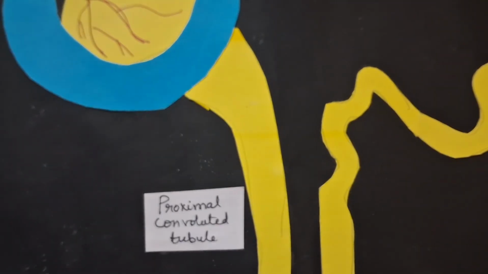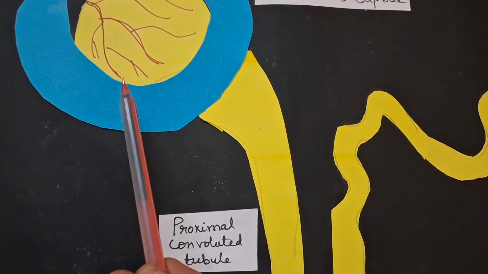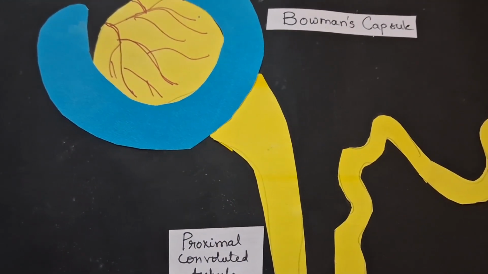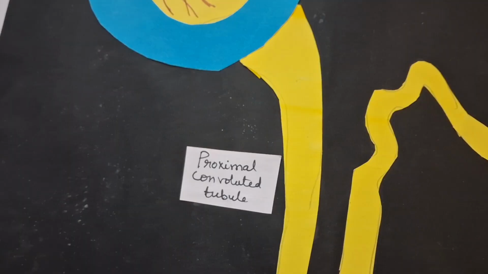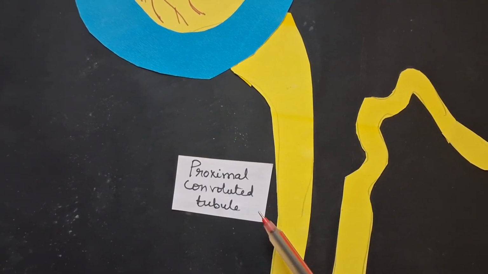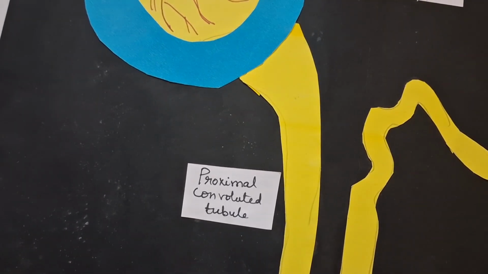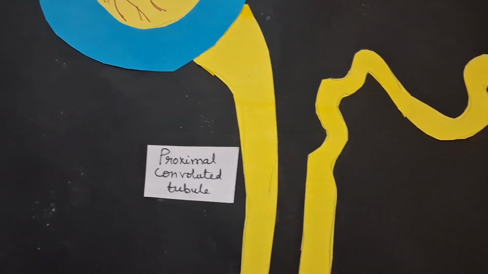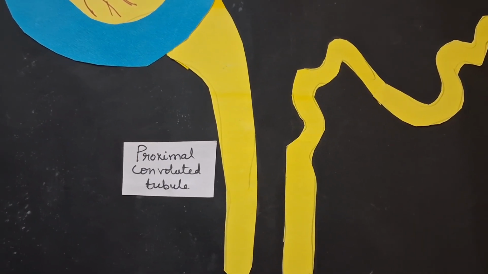There are 3 steps in the formation of urine. Glomerular filtration happens here in the glomerulus. Then reabsorption and secretion. In reabsorption, the filtrate moves through the renal tubule, where glucose, ions, amino acids and other important substances that are needed are absorbed and sent into the bloodstream.